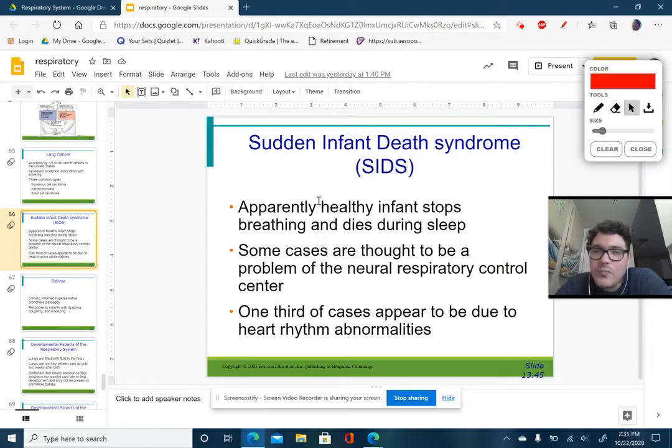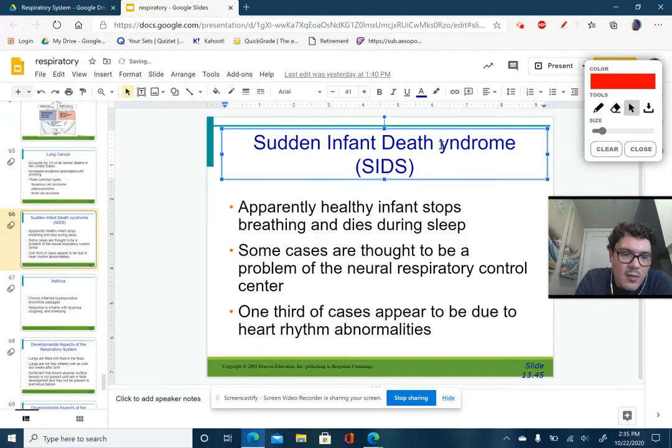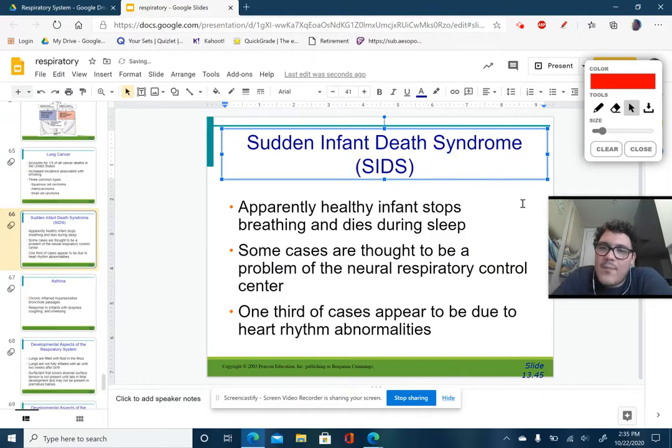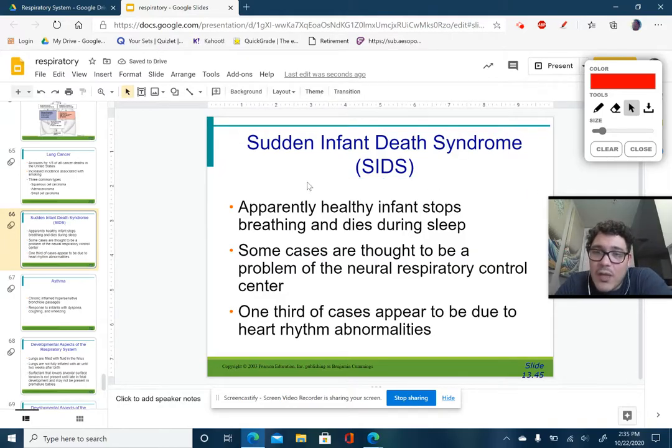SIDS, or sudden infant death syndrome. This is a pretty tragic condition. I'm just going to capitalize that for us. This is a pretty tragic condition, no doubt. As the name implies, an apparently healthy infant stops breathing and dies during their sleep. One of the biggest problems with this condition is that there's no real way to know what happened.